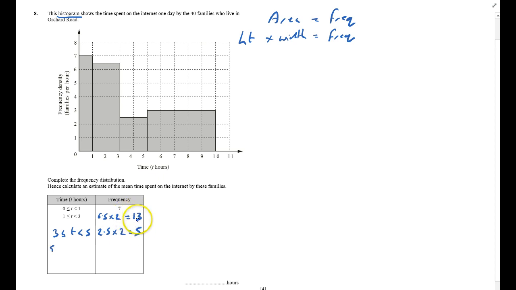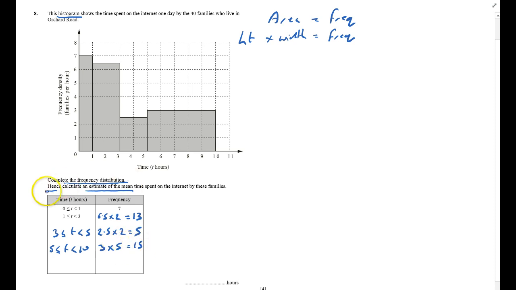And the last one, 5 is less than or equal to the time, which is less than 10. That is 3 high. And how wide is it? It's 5 wide, so that equals 15. So I've completed the frequency distribution. I could have just added up the squares. Hence, that means from here, calculate an estimate of the mean.